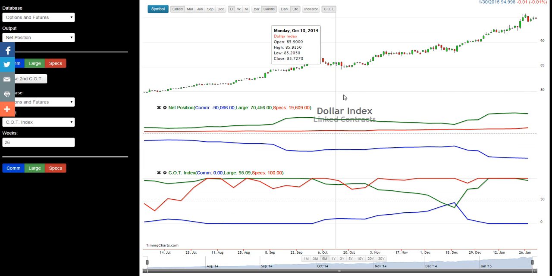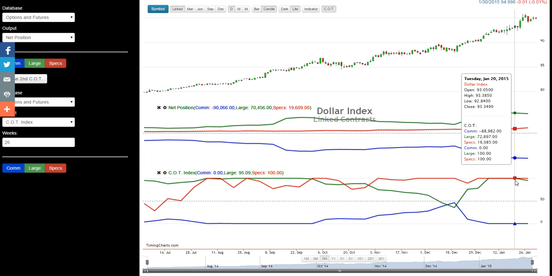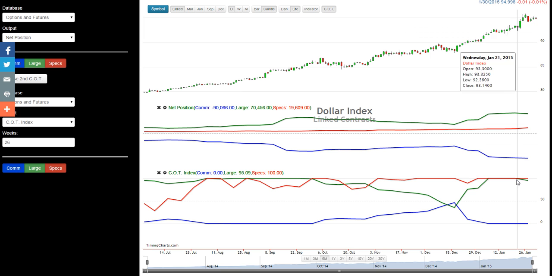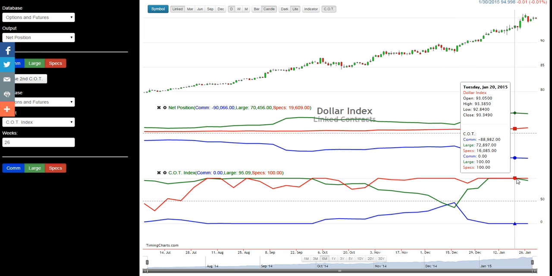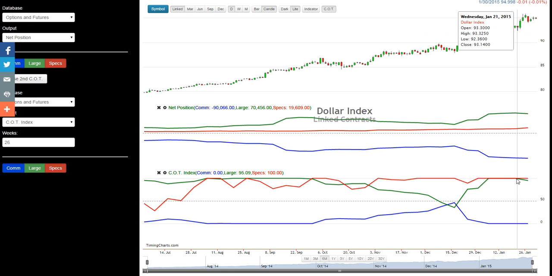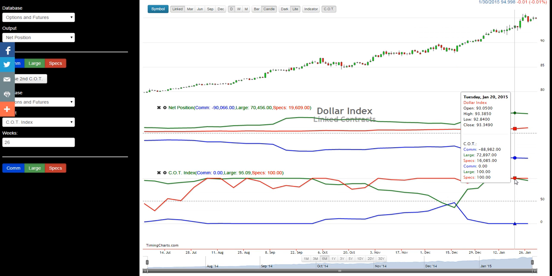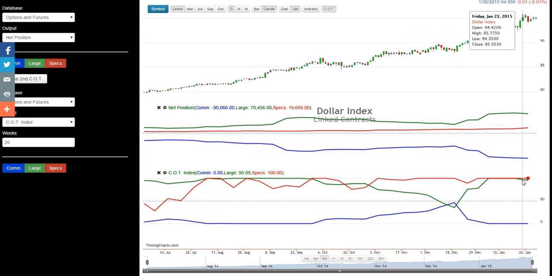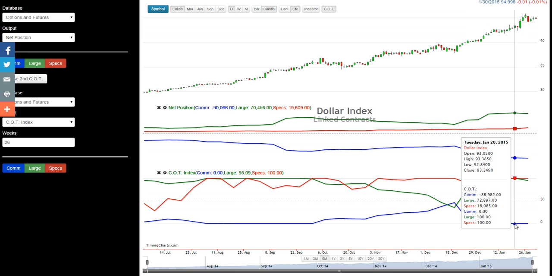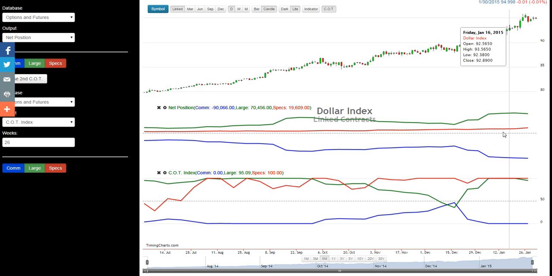If you look at the dollar, you can see that the dollar is interesting. As of the 20th of January, it started selling off. So the large speculators are either locking in profits, thinking there's a top coming, so let's get out ahead of the herd. Retail is still stuck thinking the dollar's going higher, and commercial are still thinking the dollar is going higher, so we're shorting it, or they're hedging.